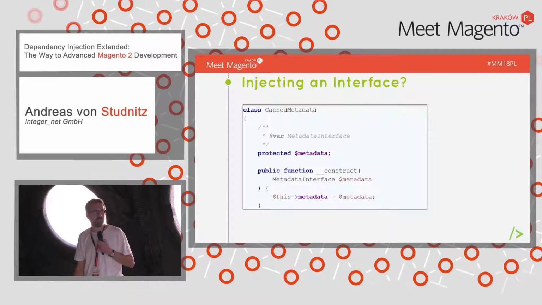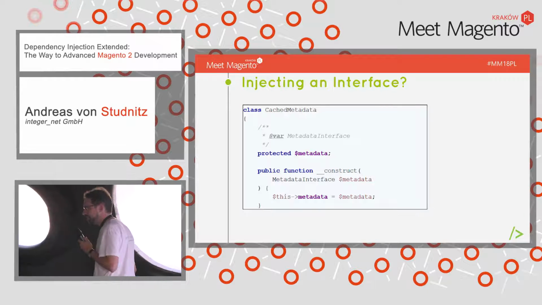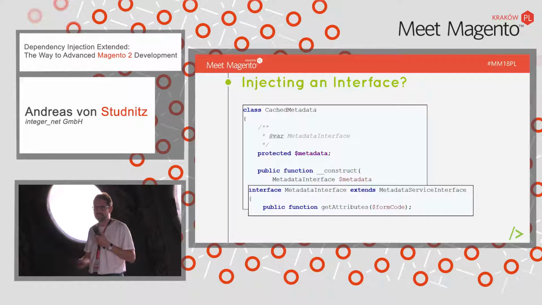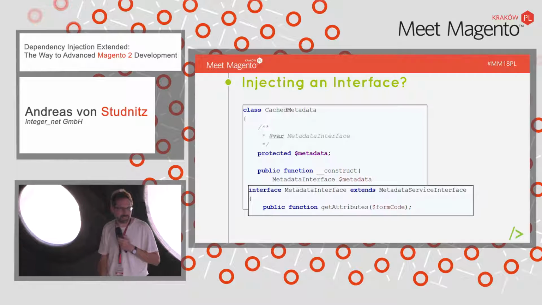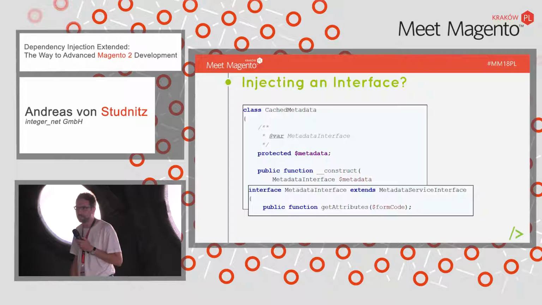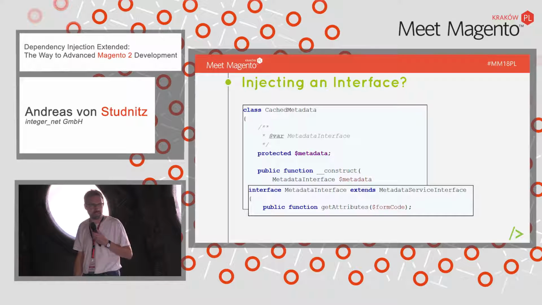So the next steps would be, we can inject not only a class, like we had before, but we can also inject an interface. But how does that work? The object manager doesn't know which class to use because it's an interface and you cannot instantiate an interface directly, but instead you have to instantiate a class. Here you see the interface has just a public function declaration, but no function content. So it cannot be executed, it cannot be instantiated.